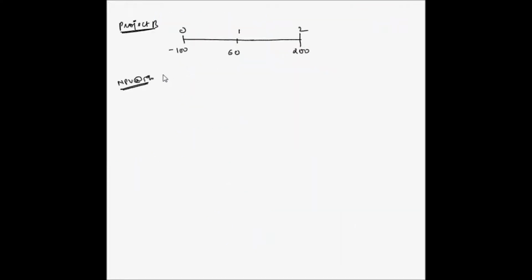So again here we have to find the net present value at 5%. So let's say the value of the initial cash outflow is considered as PV0. The present value of the first cash inflow is PV1, and the present value of the second cash inflow is PV2. So NPV is PV0 plus PV1 plus PV2.